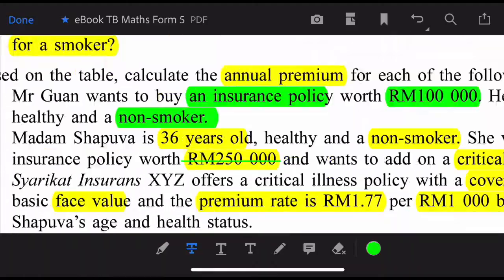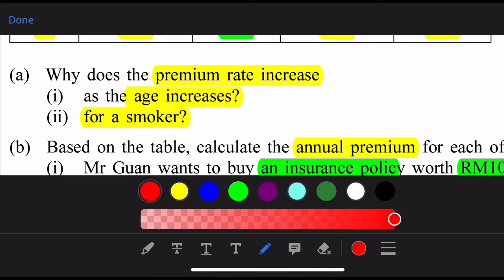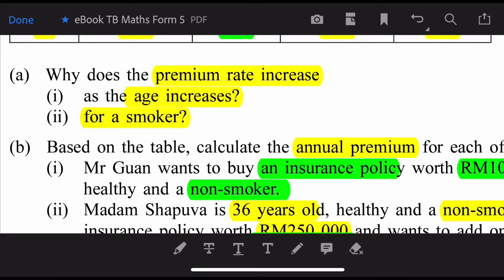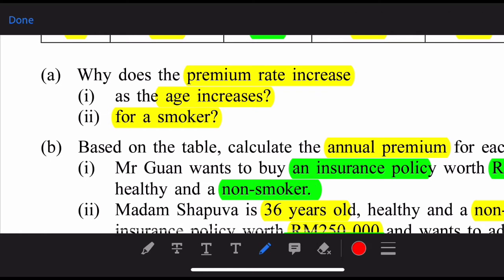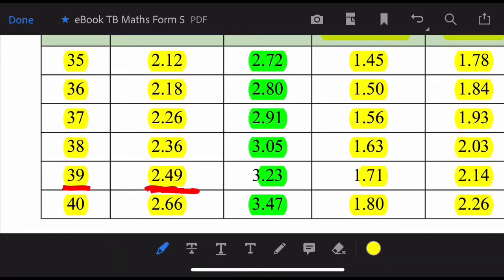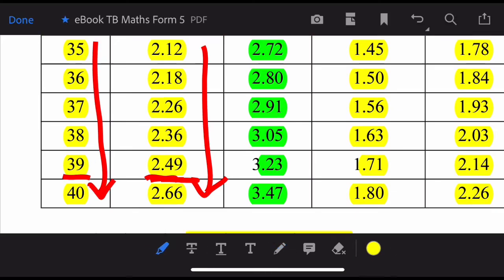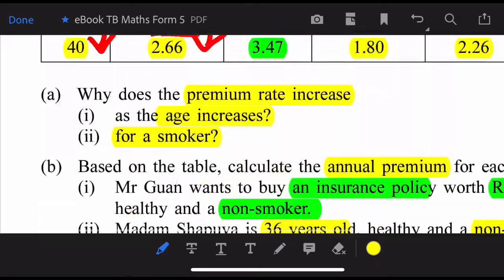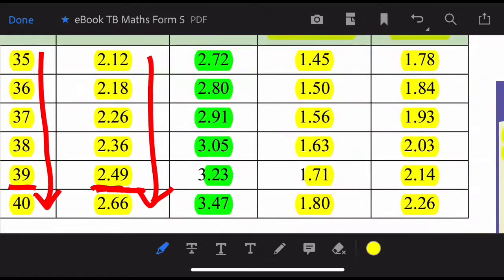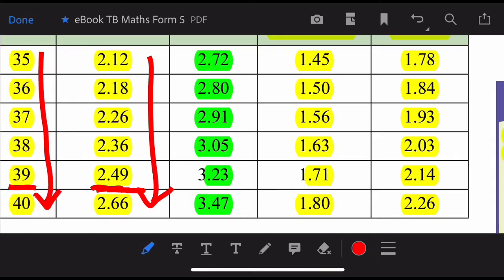So now we are going to discuss, right? Do you know the answer for number 1? Why does the premium rate increase? Why? As age increases, the premium, as you can see, increases. This is the premium rate. It will increase when age increases, right? Going down it increases. So for a smoker, here also the same. It will increase from 2.72 to 3.47.